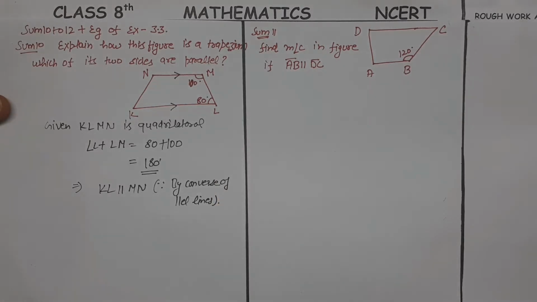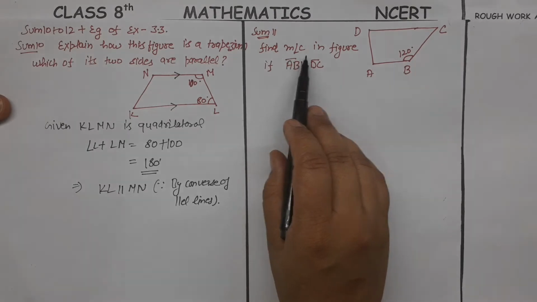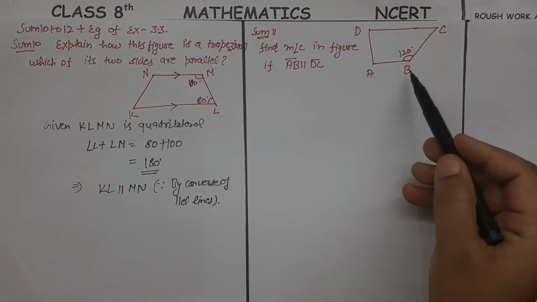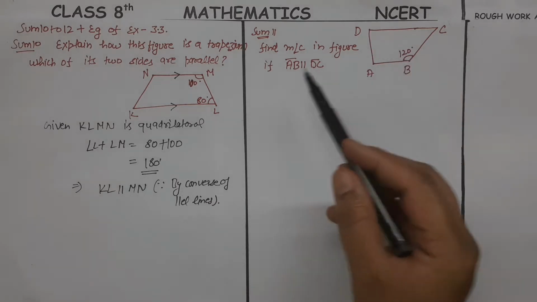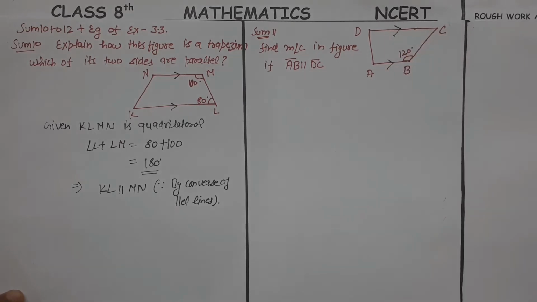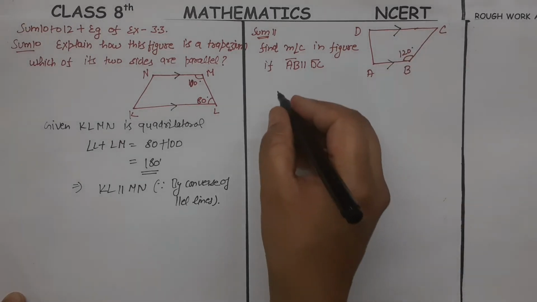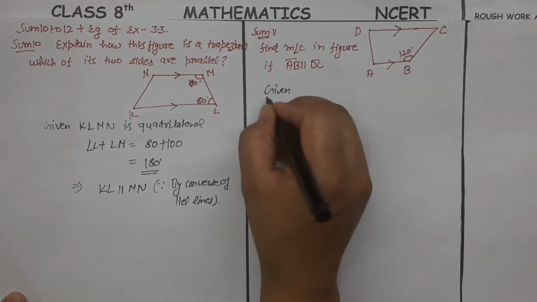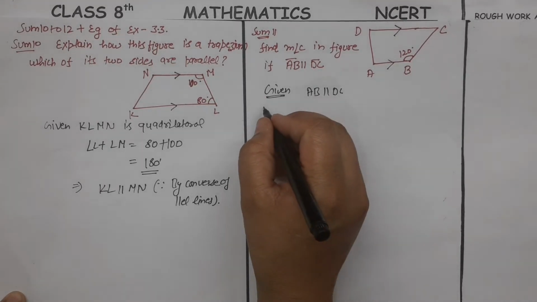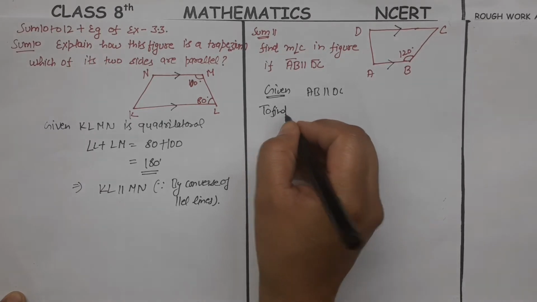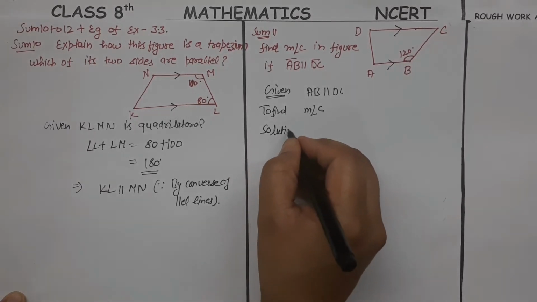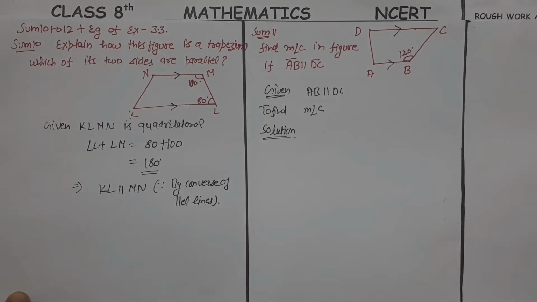Sum number 11. Find the measure of angle C in figure ABCD if AB is parallel to DC. Given AB is parallel to DC, to find the measure of angle C. Its solution.